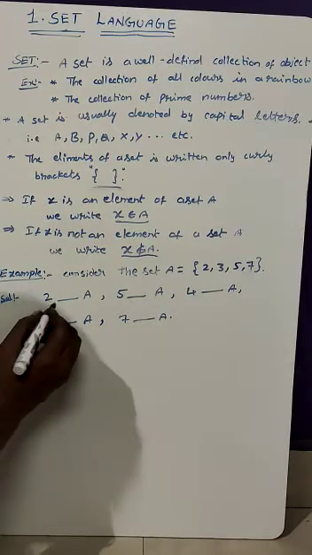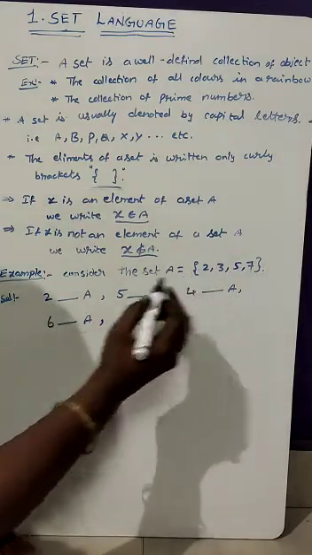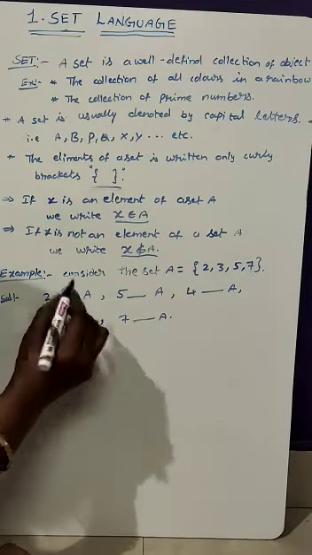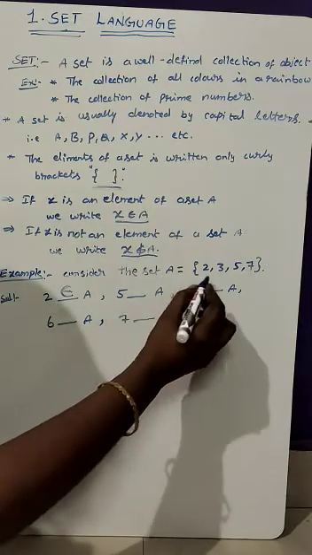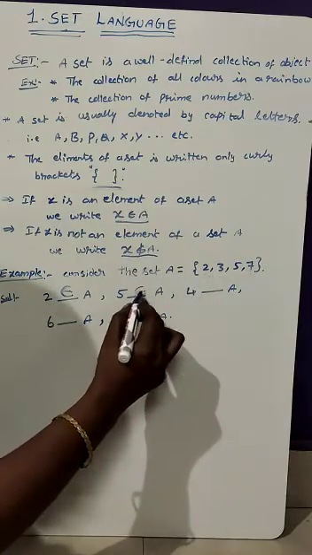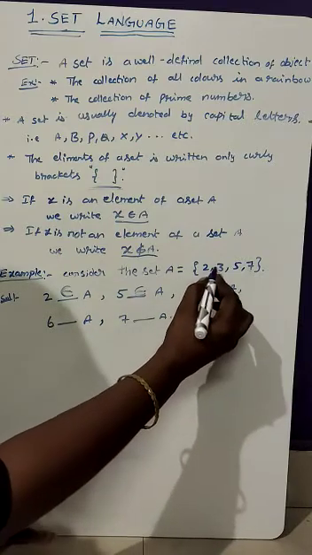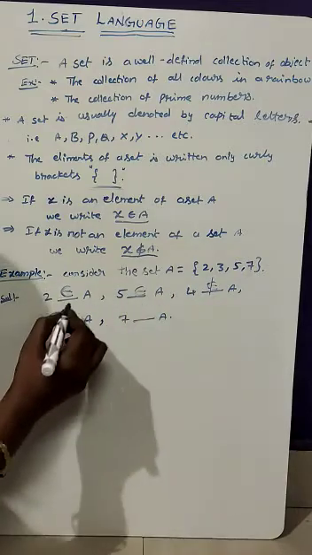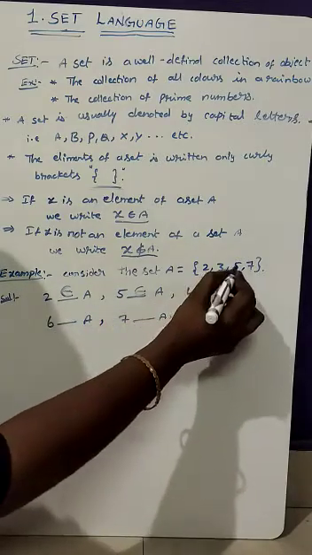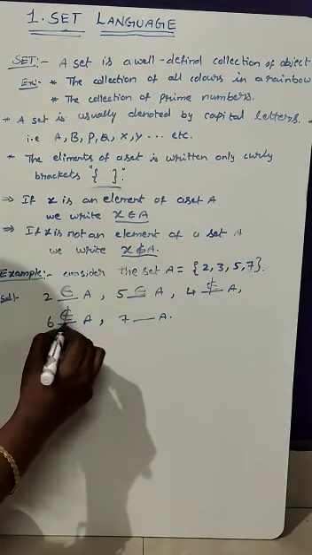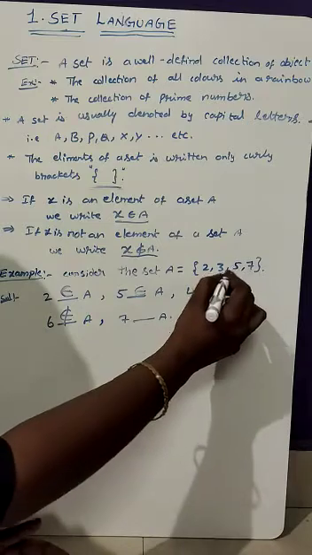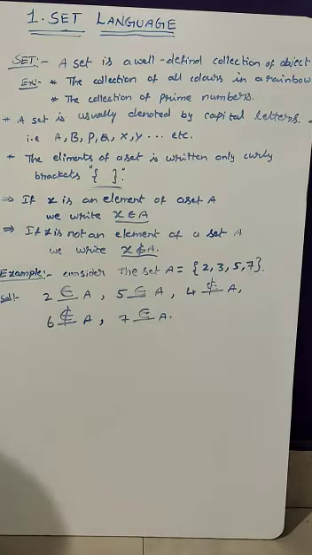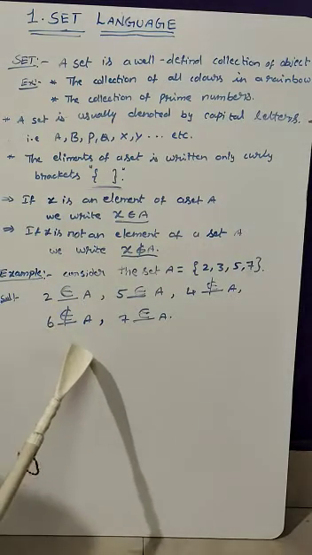Okay, so first one, 2. 2 is in set A, so you can use the belongs to symbol. Next 5. 5 is also in set A, so you can use the belongs to symbol. And then next 4. 4 is not in set A, so the does not belong to symbol. And then next 6. 6 is also not in the elements of set A, so the does not belong to symbol. And then 7. 7 is in the elements of set A, so it is the belongs to symbol. So these are how we use the belongs to and does not belong to symbols.